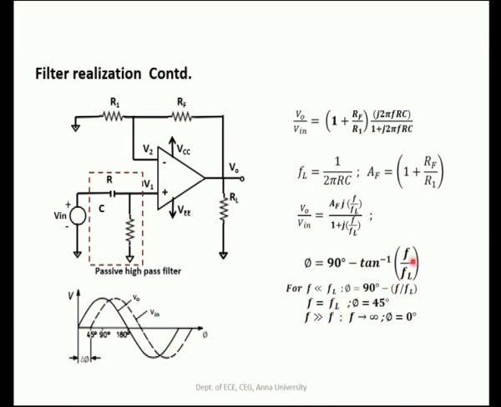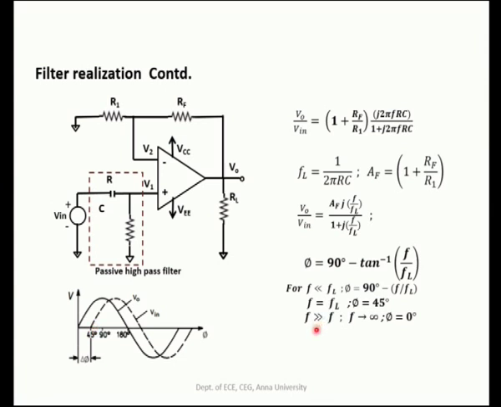If f is equal to fl, we have tan inverse of 1, which is 45 degree. So 90 degree minus 45, phi will be equal to 45 degree at f equal to fl. So if you operate at a frequency equal to fl, that is at the cutoff frequency, the output voltage is ahead of the input voltage by a phase shift of 45 degree. The output signal is earlier than the input signal by a phase offset of 45 degree.